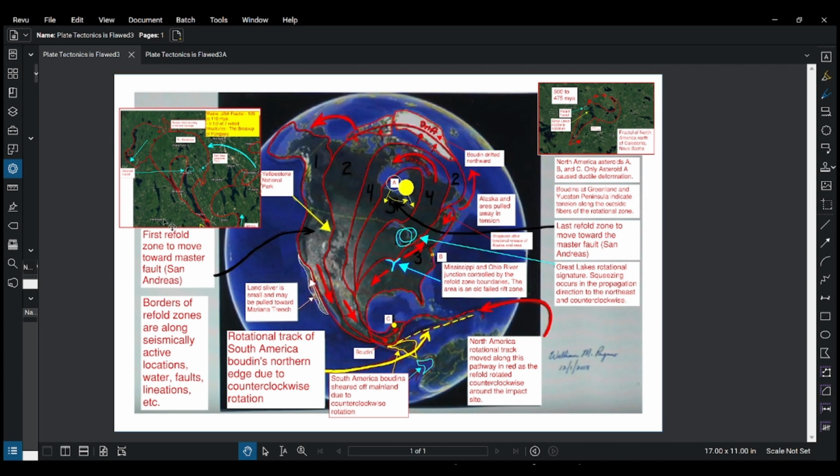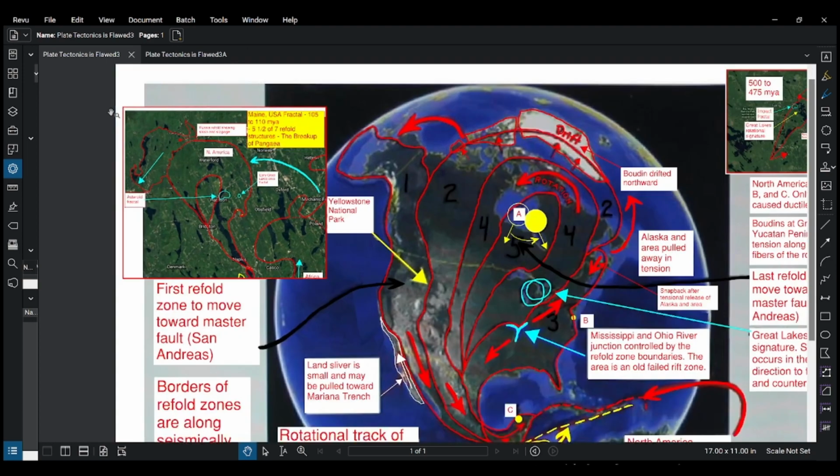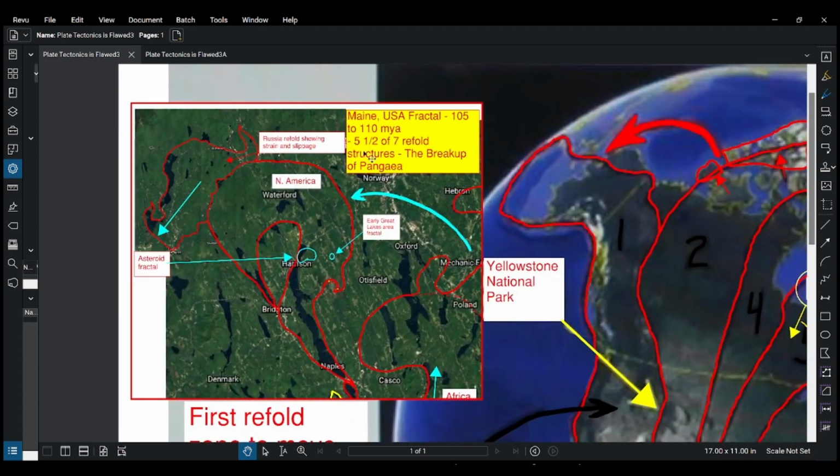Okay, so this model is very fractal supported, and you'll see a beautiful fractal here of the breakup of Pangaea. This is in Maine, like 110 million years ago is what it represents. And there's actually an asteroid impact fractal here. It's hard to see on this scale, but it's there, and there's several others I found. And there's also a Great Lakes fractal here. I see that a bunch of times too. That's not visible here, the detail of it, but it's documented in the model. So these fractals are totally amazing.